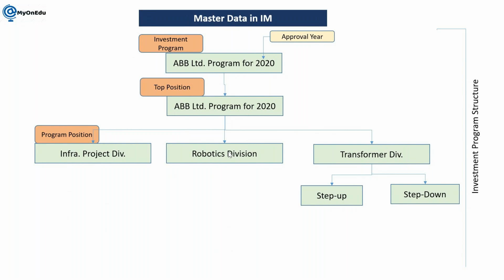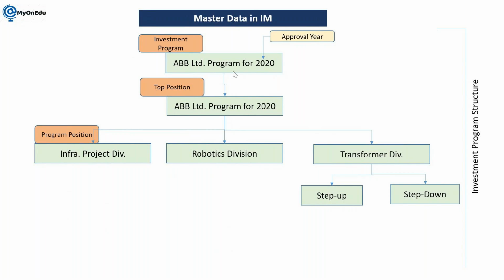First is the infrastructure division. This division is responsible for electrification in rural areas of India. Then the robotic division. They manage the manufacturing of robots. They have R&D projects, and they also have manufacturing projects of robotics. Then the transformer division. This division has two different departments, step up and step down, where they manufacture their transformers.